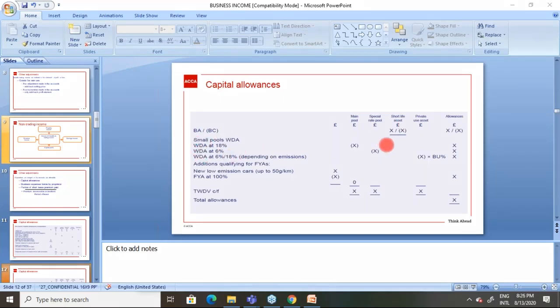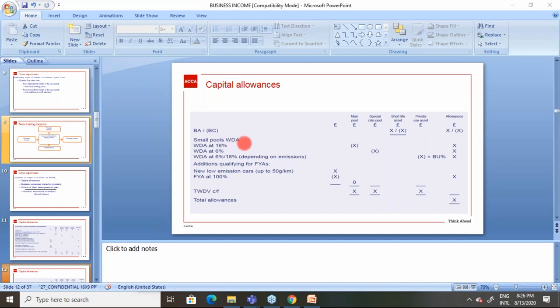Okay, so WDA at 18%, WDA at 6%. Here, private use asset: you calculate the capital allowance in the normal way, but from that you can claim only the business use. And there's another concept called small pool WDA. These things have not been tested, but it's there in the syllabus.